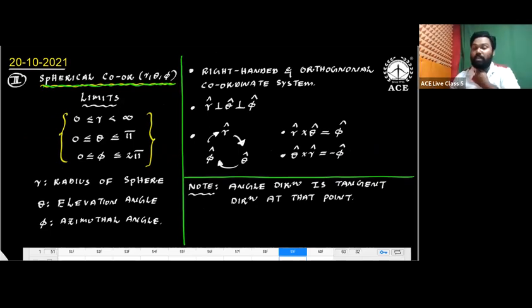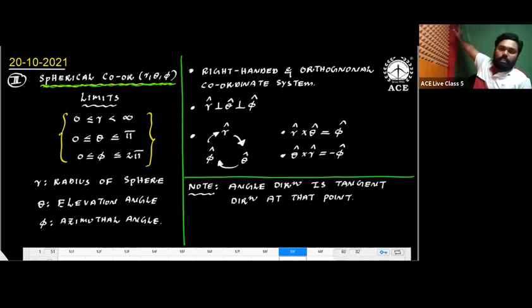Suppose you want to see a star in the sky, how do you see? Generally, you'll see like this, or like this, or like this. I want to show it with the help of a spherical coordinate system. Observe here carefully. This is going to justify the limits. I want to see the star somewhere here. So what will I do? I'll rotate my head like this.